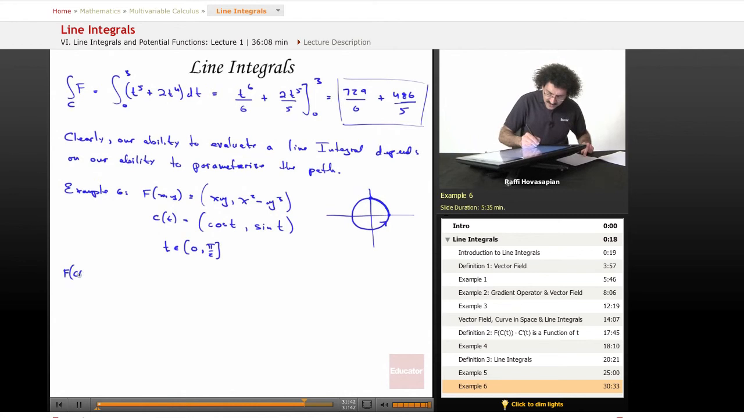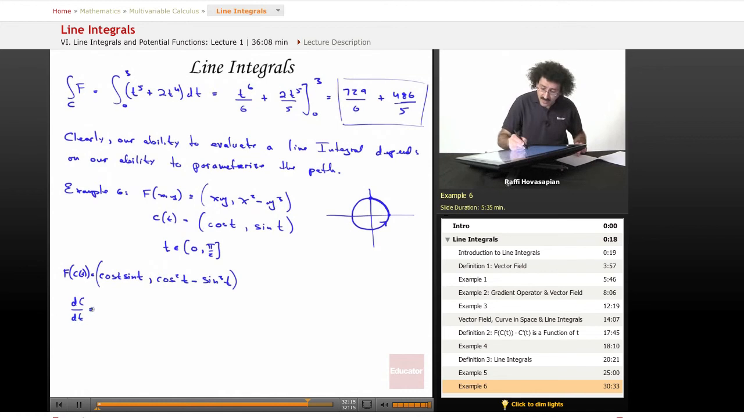So f of c of t is equal to, well, this is x, this is y, so we put it in there. So we get cosine of t, sine of t. And then we have x squared, which is cosine squared of t, minus y cubed, which is minus sine cubed t. Okay, now let's do c prime of t, or I'm going to write it as dc dt.